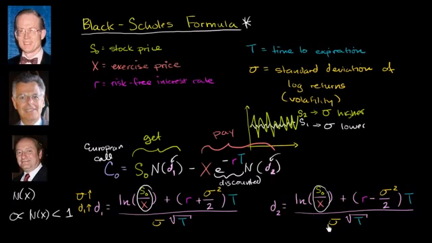Let's think about what's happening here. Well, here we have a sigma. It's still squared, it's in the numerator, but we're subtracting it. It's growing. This is going to grow faster than this, but we're subtracting it now. So for D2, a higher sigma is going to make D2 go down because we are subtracting it. So can we actually say that a higher sigma is going to make the value of our call option higher? Well, let's look at it.